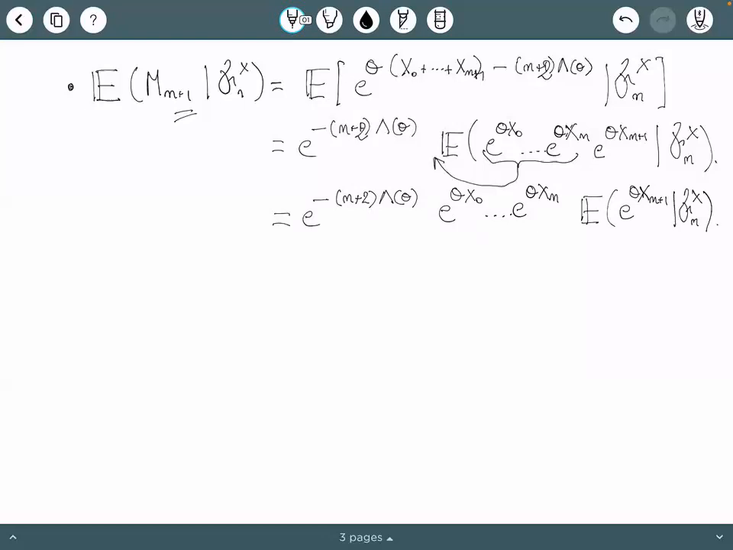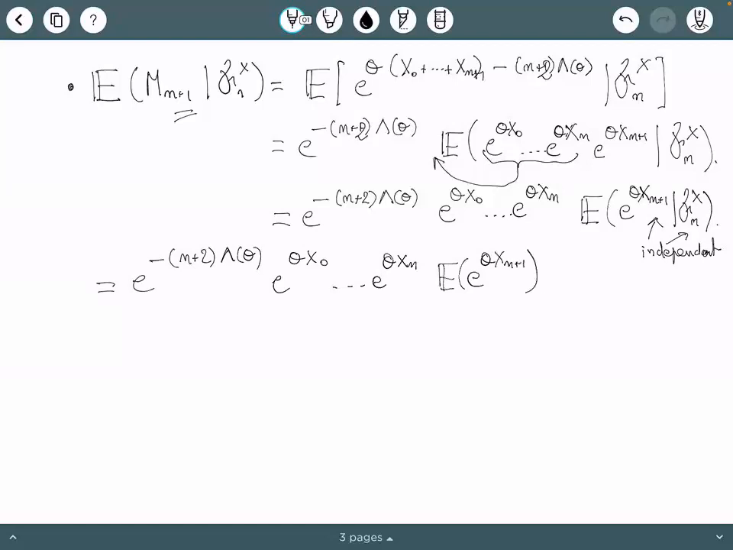But here the random variable X_{n+1} is independent of this sigma field, because I was starting with independent random variables. So it means that the conditional expectation is equal to the normal expectation. So I get exponential minus (n+2) lambda theta, exponential theta X_0, up to exponential theta X_n. And here it is just the expectation of exponential theta X_{n+1}, which by definition is just the Laplace transform of X_{n+1}. It is what I denoted exponential lambda theta.